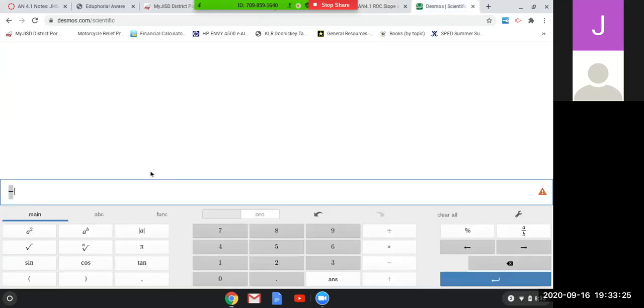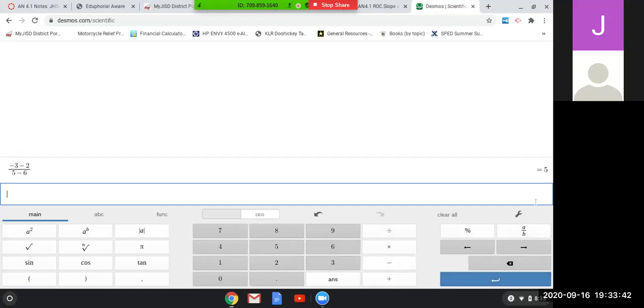So on top, negative 3 minus 2. And then I just arrow down to the bottom. And then I put 5 minus 6. And we can see all of that just equals 5. So if you just know where to plug the numbers in, the calculator will give you the simplified slope.